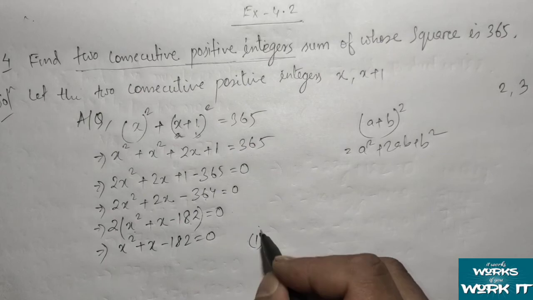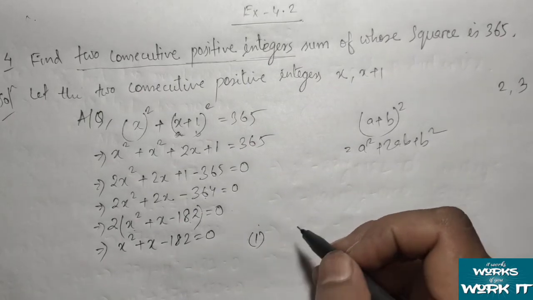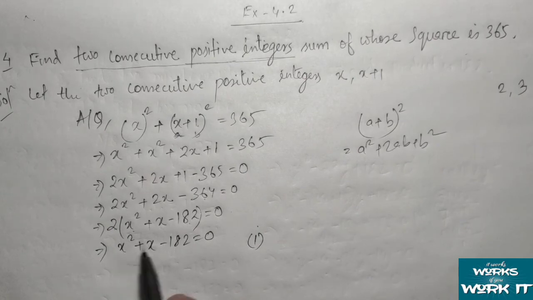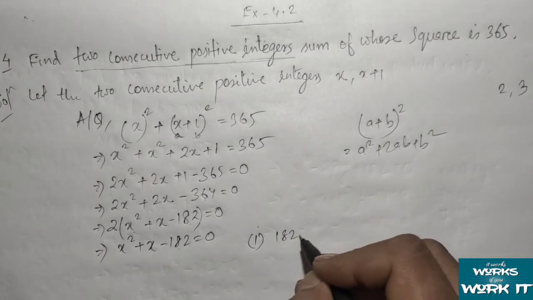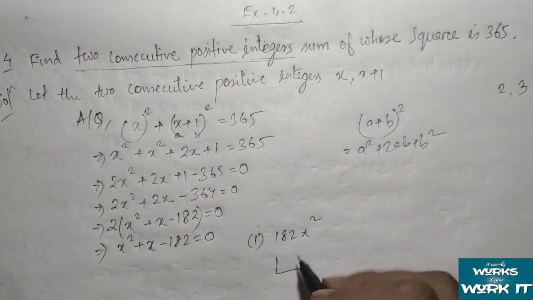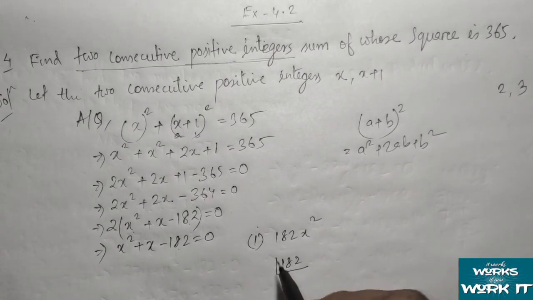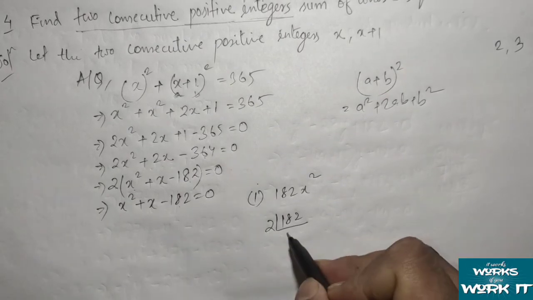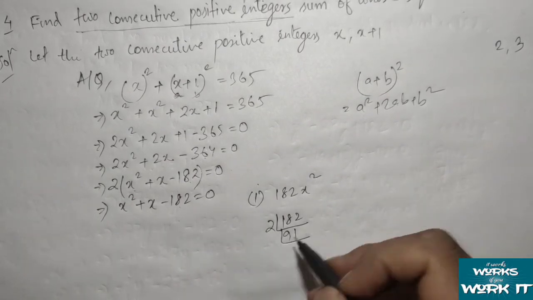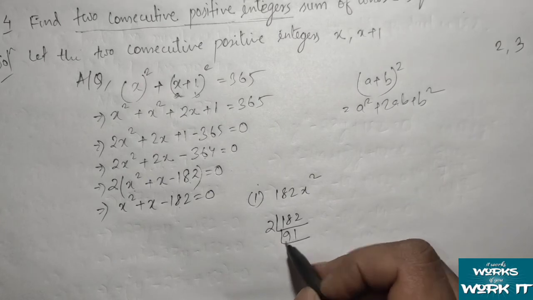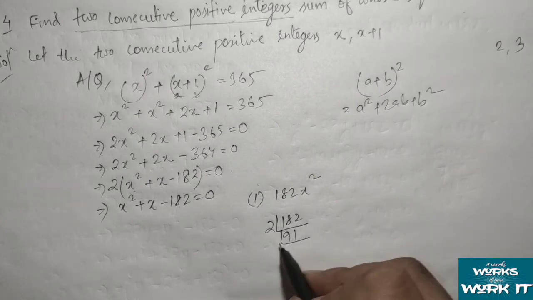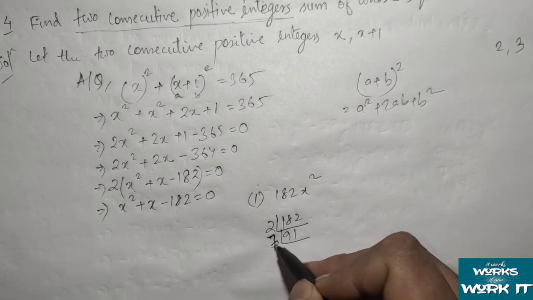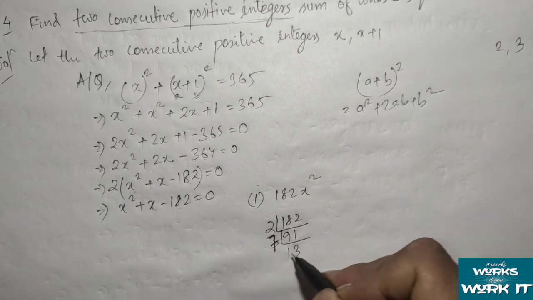So again we will use the factorization method in order to find the two consecutive numbers. Okay, so what is the first step? x square into 182 will give us 182 x square. So again we will do the prime factorization method in order to find the two numbers from 182. We have done this earlier: we cannot divide by 3, but we can do by 7, 7, 1 and 3.